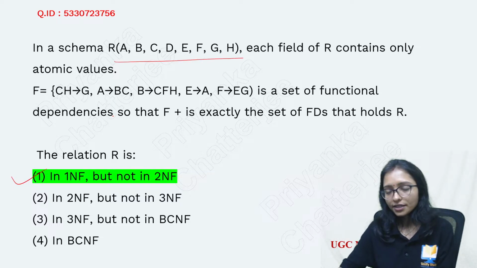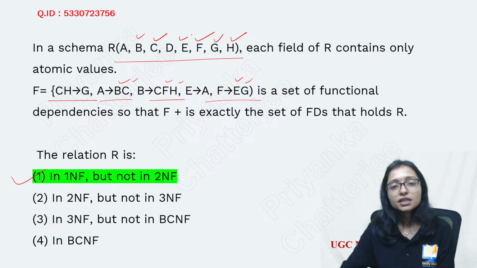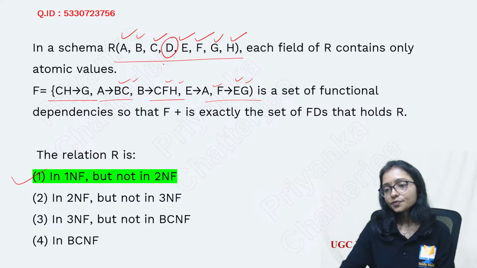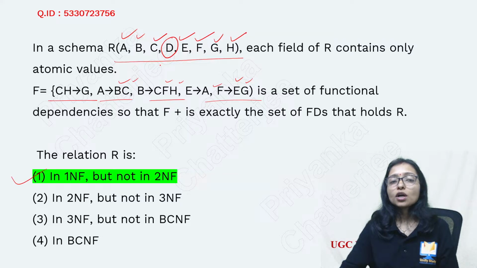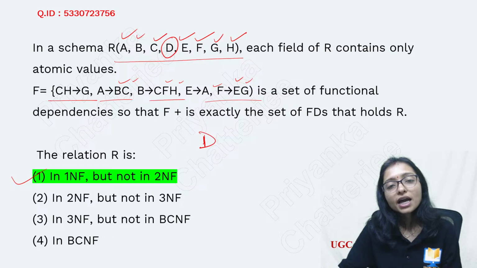First of all, which one is your candidate key? You can see here which one is not present. BC is present, FH present, F is present, H is present, EG also present, A is also present on the right hand side. Only D is not present on the right hand side, right? So I will try with D.